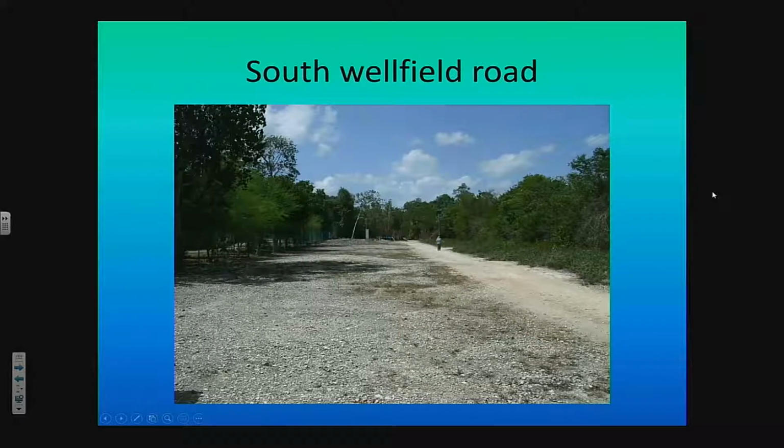So this is one area that we've done a lot of work at. It's called the South Wellfield Road. It's a very nice area to work because you've got this big space here. If you look really carefully, you can see a well over here. So we've done a lot of work at this location.